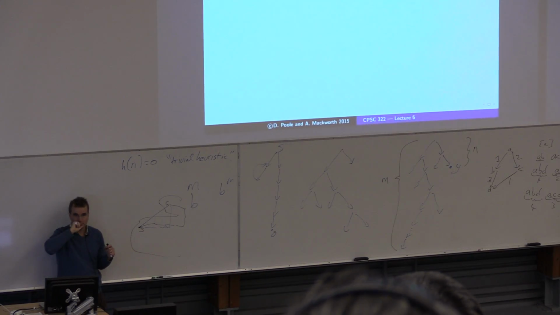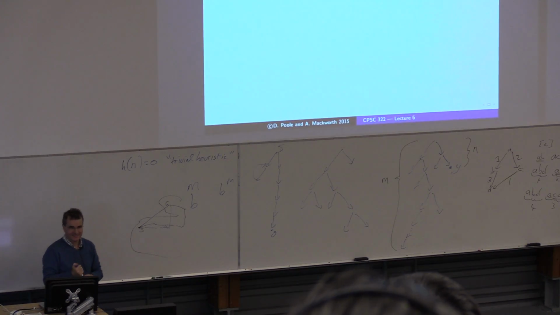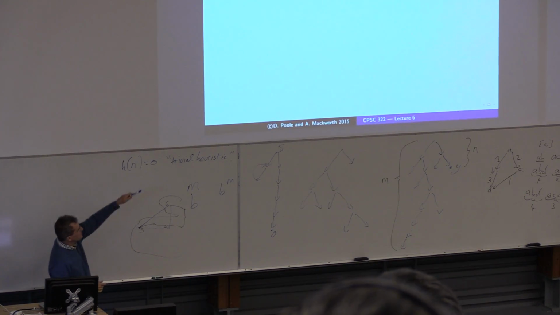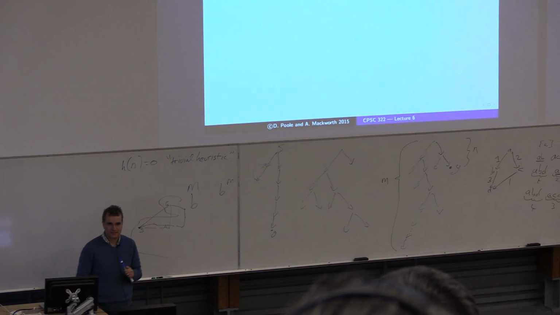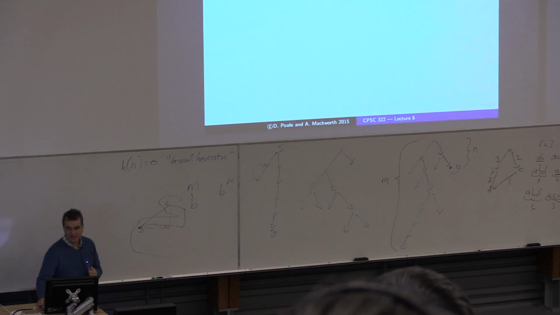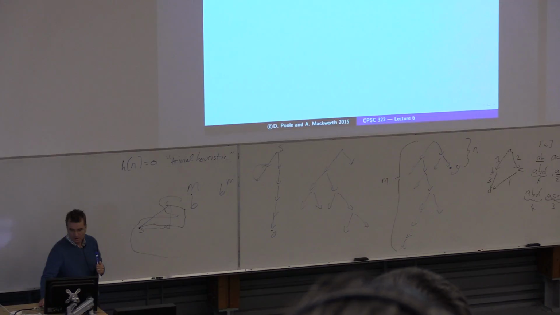Why does it need to be an underestimate? Well, we'll talk about that in a minute. At the moment, it's just a definition. We'll talk about why it needs to be an underestimate, but in short, it's because then we can make guarantees about what's going to happen. All right, the straight line distance.